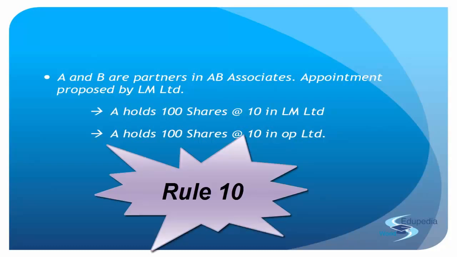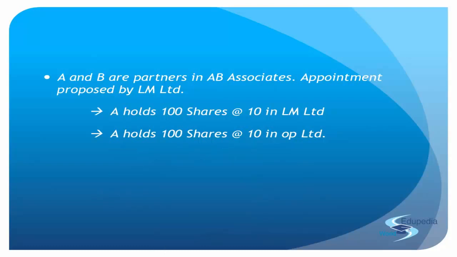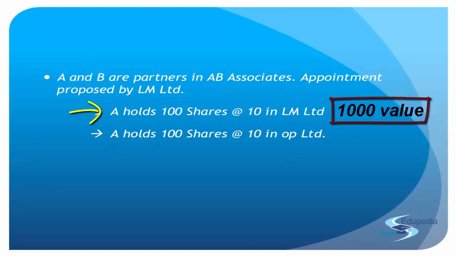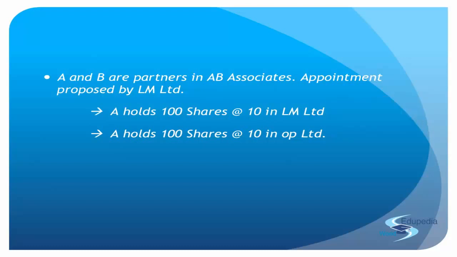So what do you think will be the solution of this? So A and B are partners in AB Associates. Appointment is proposed by LM Limited, and A holds 100 shares of 10 each in LM Limited, that is 1,000 value. So as per 1,000, right, since he has reached the limit of 1,000, will A be disqualified? The answer is no.